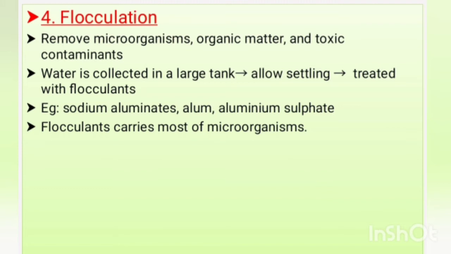Examples of flocculants are aluminum sulfate, alum, sodium aluminate, calcium, and colloidal silicate. These undergo precipitation and carry most of the microorganisms out of the water. In this way, most substances that impart turbidity to the water get coagulated.